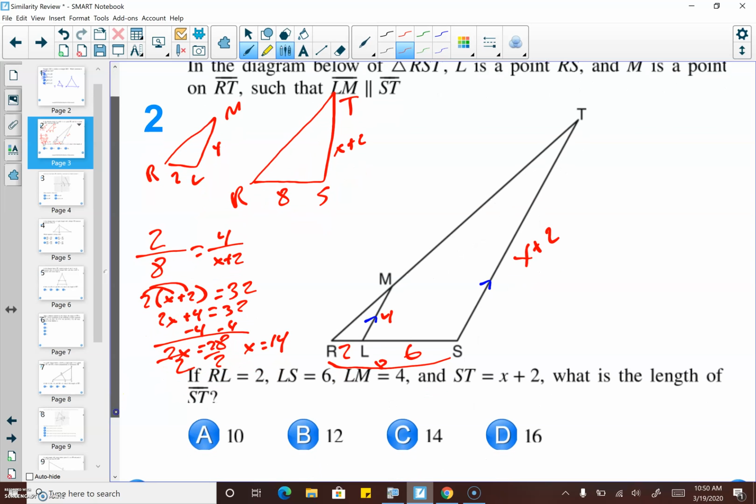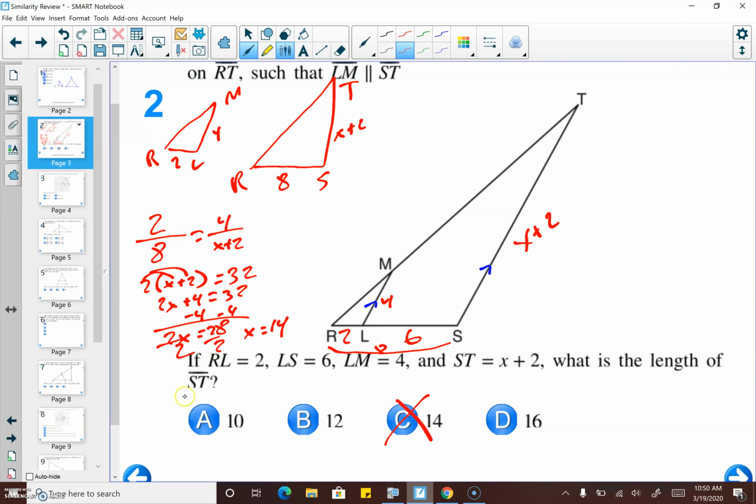But be careful, that's an answer choice, but it asks for the length of ST, which means we have to do 14 plus 2, which is 16. So the answer to this question is 16.